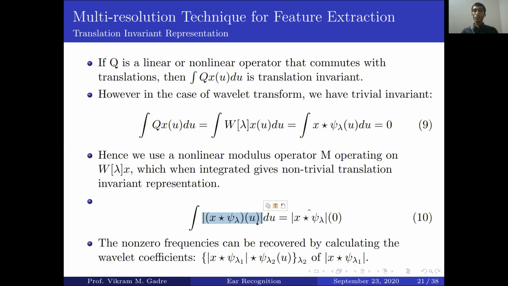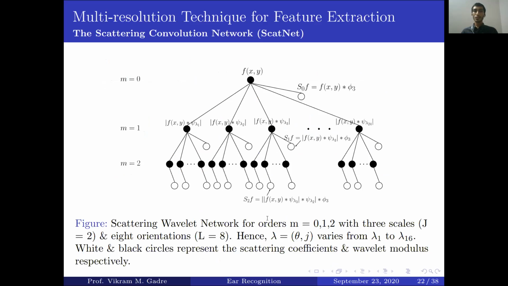Now what about the other frequencies? The higher frequency information is lost. To recover that, we again convolve with another wavelet, phi lambda 2, of a different scale, and we keep repeating this to get higher order information, which we remove by taking the modulus and integral. We keep repeating this process, and we get what we call a scattering convolution network.